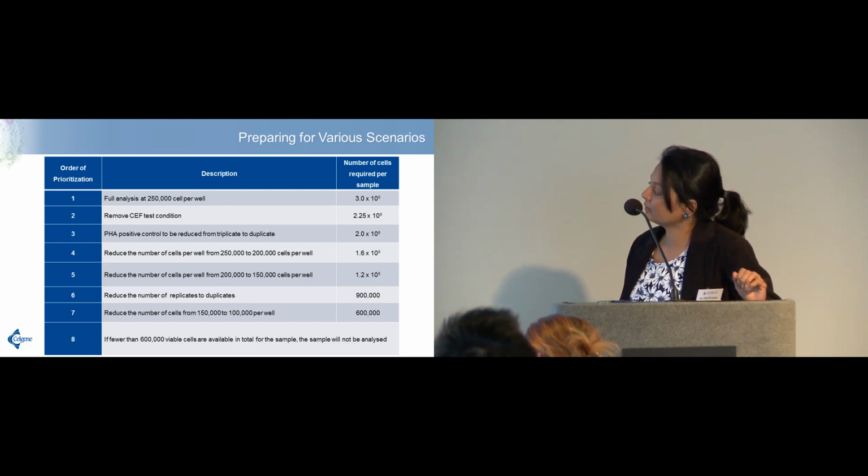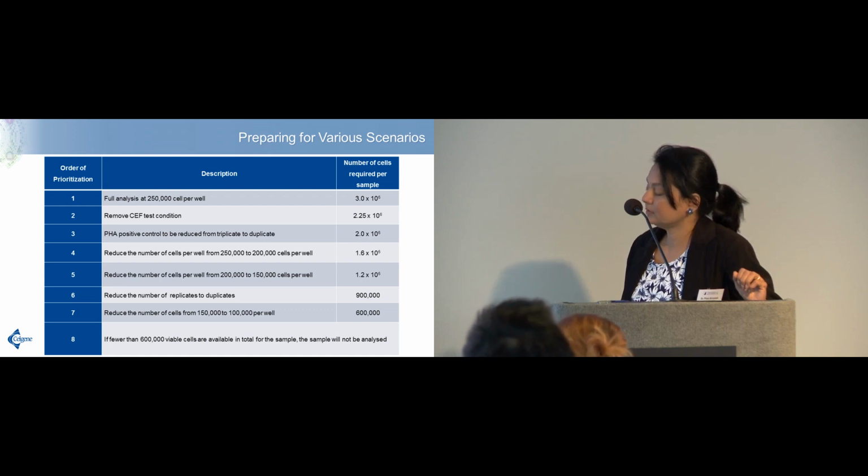And then we go down this flow chart, dropping things out. So the first thing to go is the CEF test condition. And then we change from triplicate to duplicate for the positive control, reduce the number of cells from 250 to 200 to 150, change everything into duplicates instead of triplicate, and finally drop it down to 100.